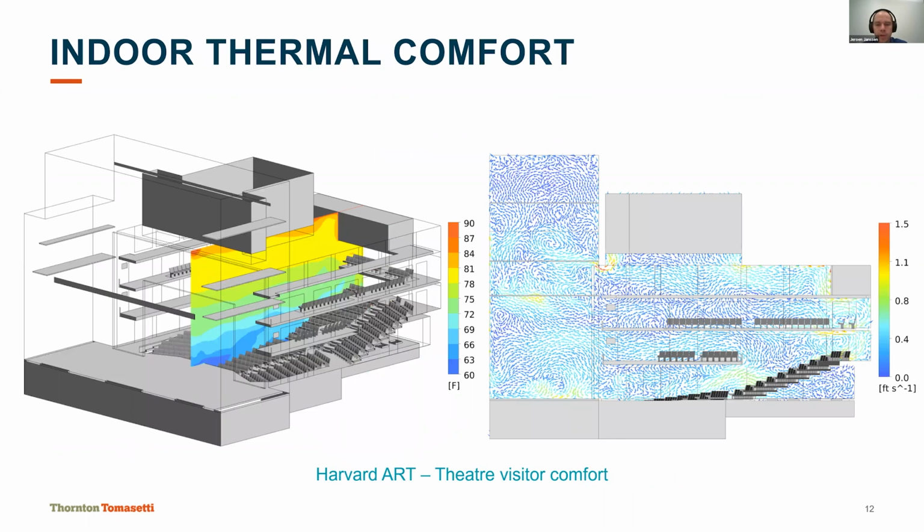So this is the Harvard Art Theater at Harvard University. It's a naturally ventilated theater. So there's two theater rooms, 200 people. I think this is the largest for 200 people, and they were all naturally ventilated.